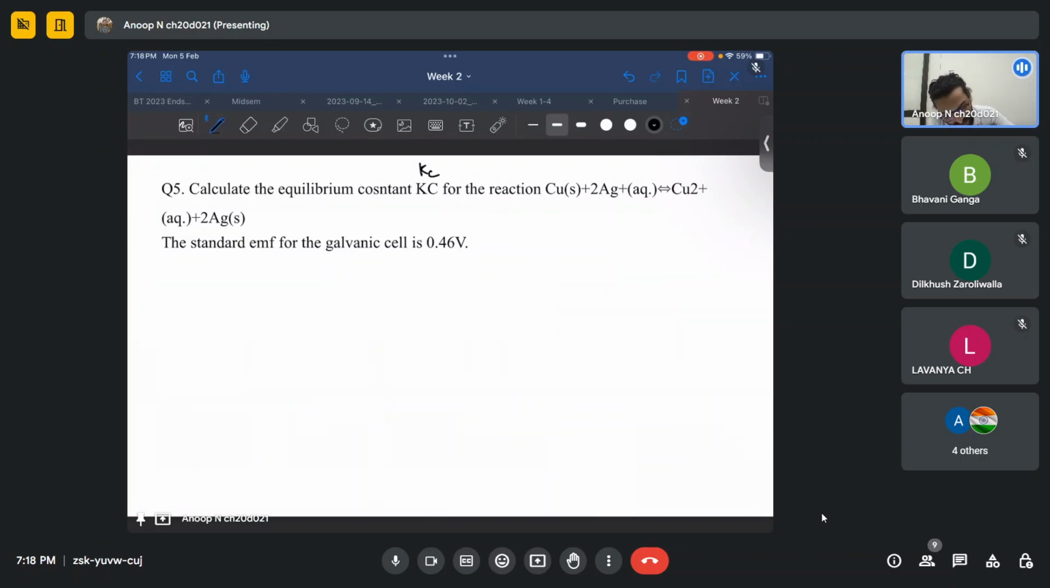Calculate the equilibrium constant Kc for the reaction Cu plus 2Ag+ reversibly giving Cu2+ plus 2Ag. The standard EMF of this galvanic cell is 0.46 volt. Standard EMF is given. Then the reaction is given. So how will you calculate? We'll try to solve it in the way Bhavani said, like we'll take that simplified form and solve. Try to solve this problem.